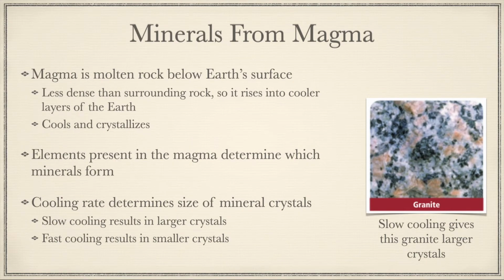So minerals from magma. Magma is molten rock below Earth's surface. It's less dense than the surrounding rock, so it does tend to rise into cooler layers of the Earth. And there it cools and crystallizes.